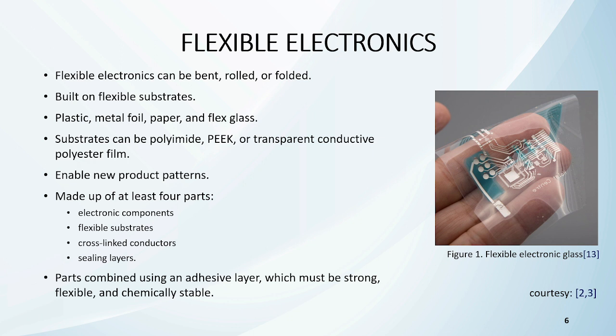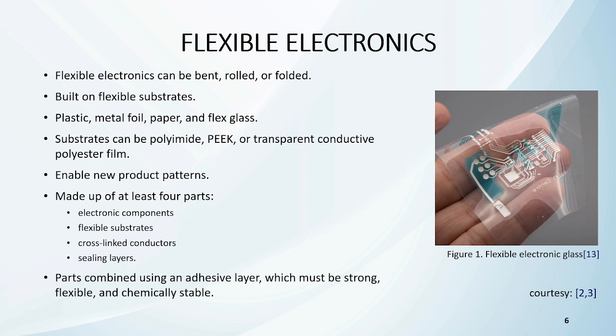So, looking at flexible electronics: flexible electronics are electronic devices that can be bent, rolled, or folded without losing functionality. They are built on flexible substrates, usually plastic, metal foil, paper, or flex glass. The substrate can be a polymer, PEEK, or transparent conductive polyester material. Flexible electronics enable new product patterns that aren't possible with conventional semiconductors and glass substrates.